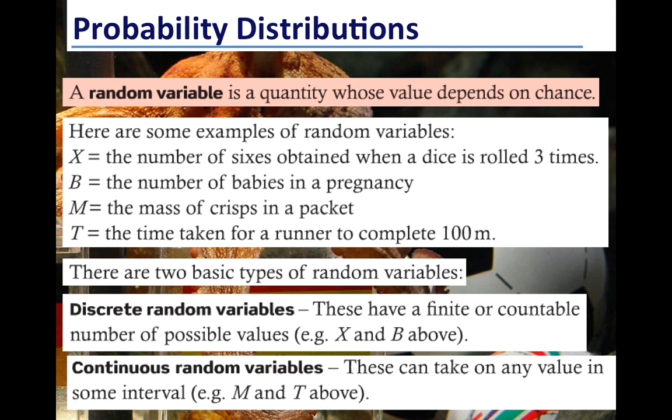The time taken for a runner to complete 100 meters is going to be given to the nearest split second, or some finite level of accuracy, even though that is only an estimate. As with M, the mass of crisps in a packet, that's going to be given to a specific degree of accuracy.